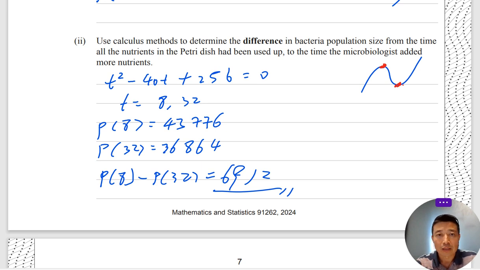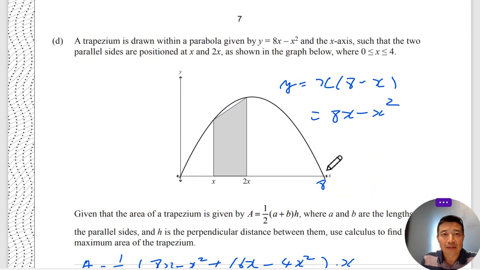So that local maximum turns out 8, and minimum turns out 32. So then plug 8 into the original population function. That is 43,776. And when t is 32, 36,864. And you find the difference. It turns out 6,912. It looks a bit ugly, but yeah.